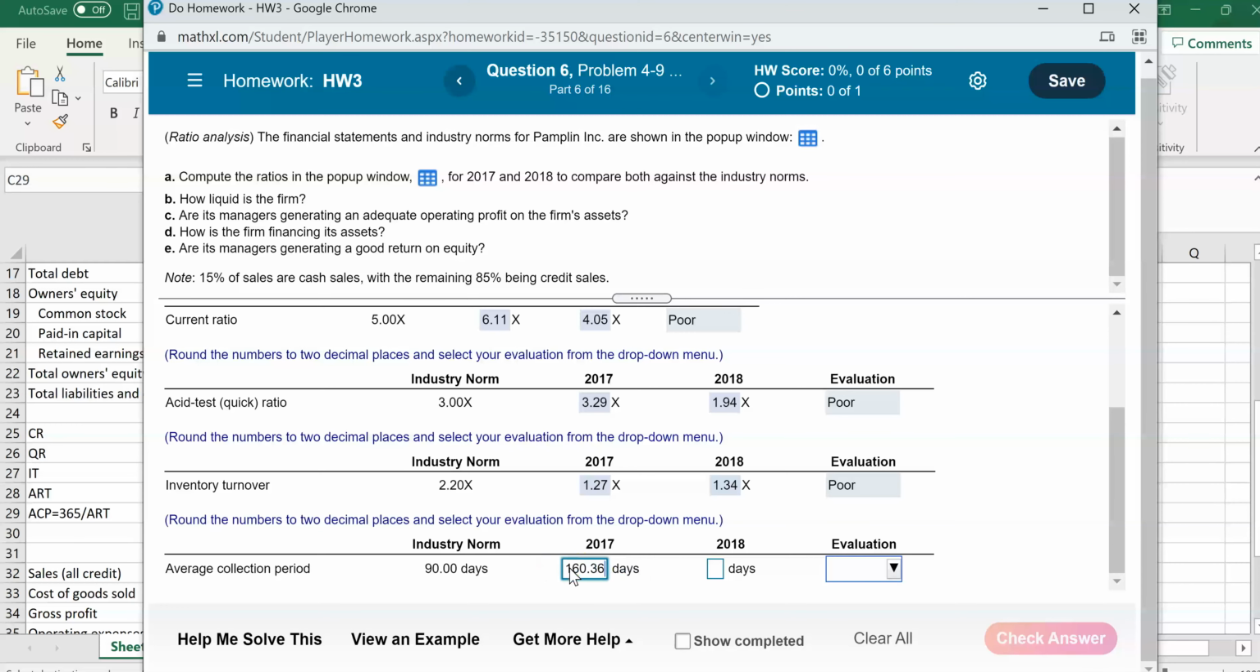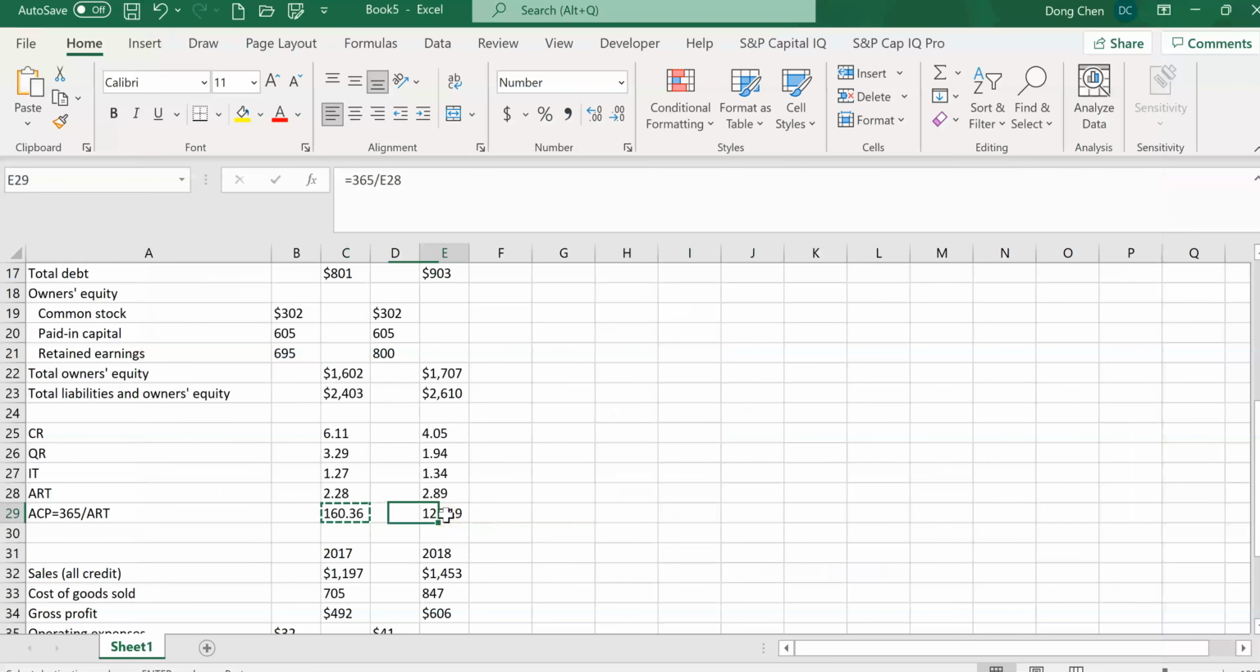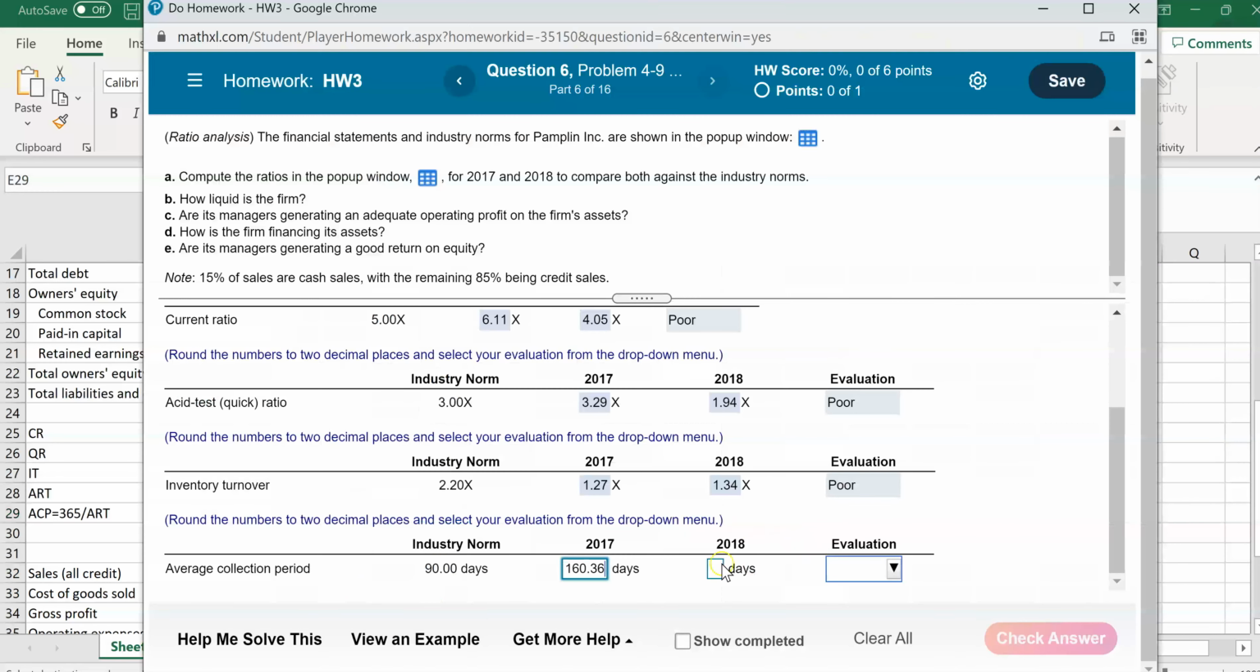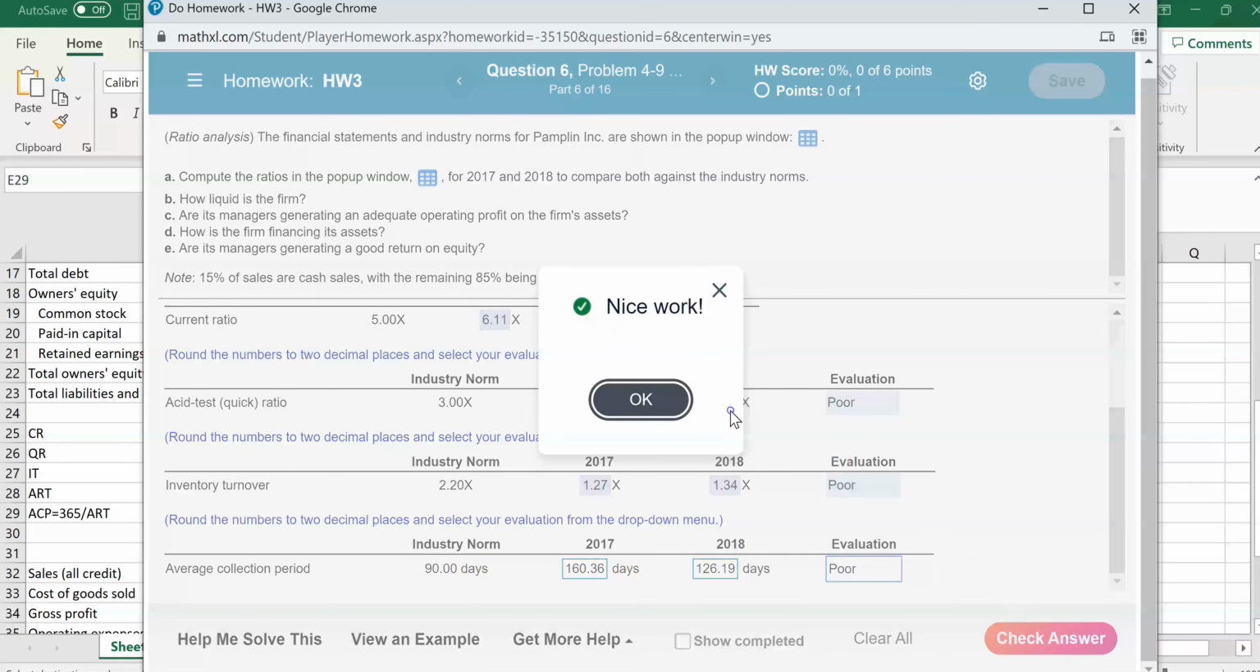This is not very friendly. And copy the other year. So this is actually improving, right? But before we draw that conclusion, it's improving over the year for this firm, but again, this is still longer than the industry norm. So relative to the industry, it's still poor. So check our answer.